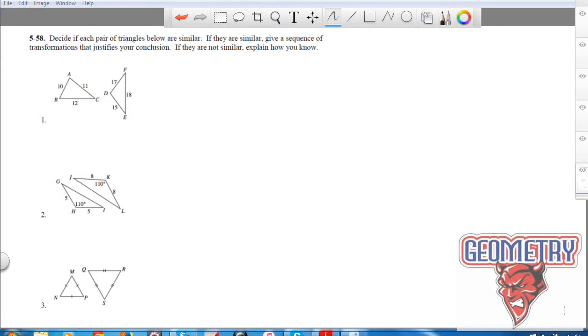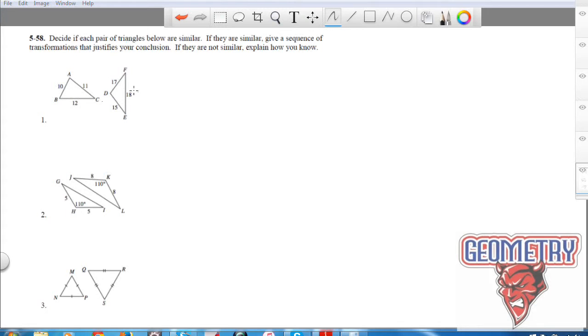Okay, so this is problem number 58 in Unit 5, where it has to determine if the pair of triangles are similar. And so we know how to prove if two triangles are similar, right? We got angle-angle similarity, we got side-side-side similarity, side-angle-side, etc. So looking at this first one here, I don't know anything about the angles. So we're going to rely on matching up the sides to be proportional.